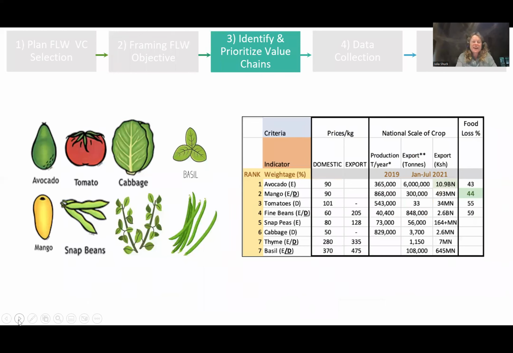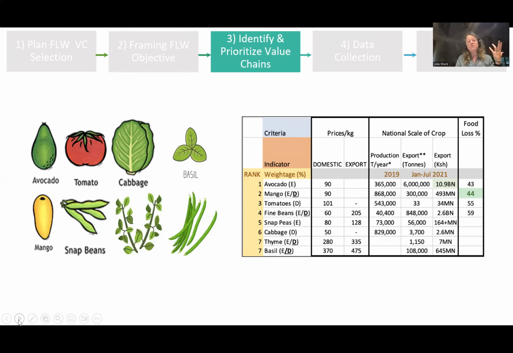Next we get into identifying and prioritizing value chains. The first thing they did was identify what was of most interest. For this activity, they wanted to look at one import and one export market. So one domestic and one for export, which was really fascinating because it gave us a lot to compare and understand as well.